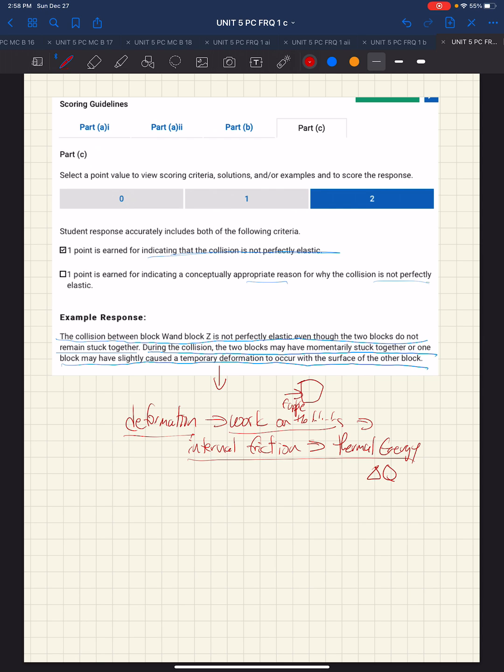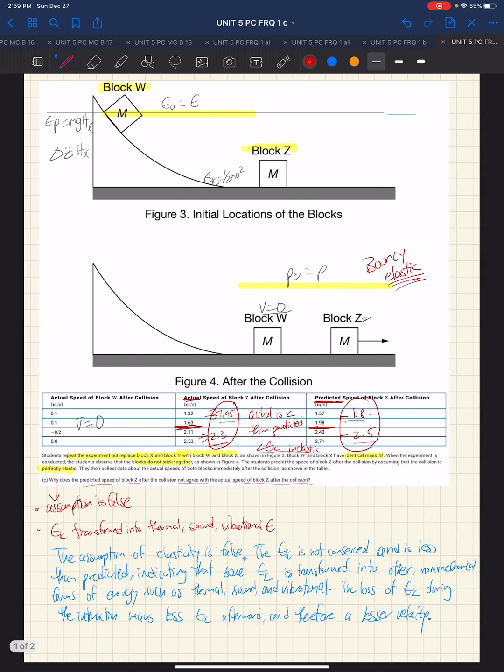The other part of this that's a little bit different than our answer is this: even though the two blocks do not stick together. Okay? In other words, even though it's bouncy. Now, it's not absolutely necessary for us to include it, but we might as well. We've noticed it here. We noticed it, we used it in our thinking. You know, see, this is false.